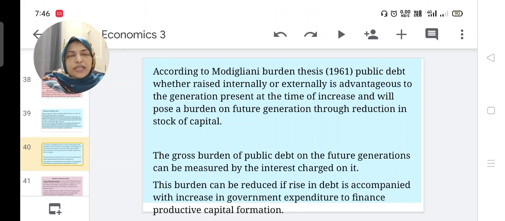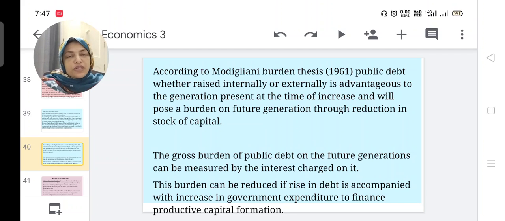raised internally or externally, is advantageous to the present generation at the time of increase and will pose a burden on future generations through reduction in the stock of capital. Modigliani also argued that the benefit goes to the present generation but the burden goes to the future generation. Then the gross burden of public debt on the future generation can be measured by the interest charged on it.